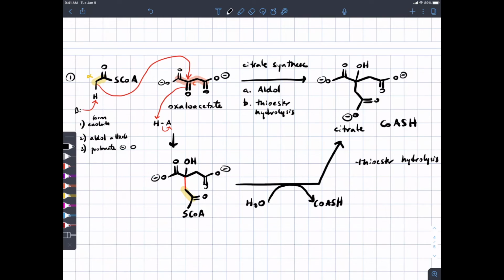I won't draw the mechanism because this should be pretty easy. A base deprotonates water, which attacks the thioester as a nucleophile. You get a tetrahedral intermediate. Electrons kick down, and the negatively charged thiolate leaves, and as it's leaving, it picks a proton off the new acid you just made to get citrate.